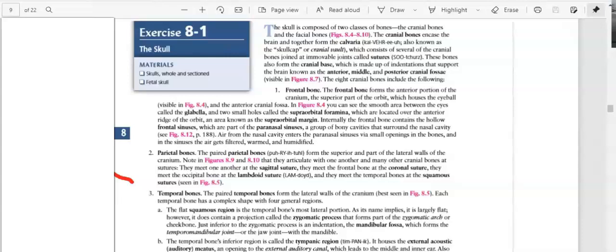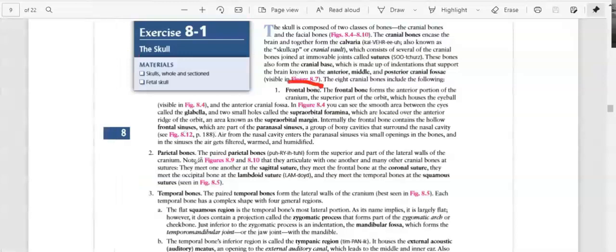Axial skeleton. We're going to start with the skull. So in our skull, we're going to have multiple different bones. They're going to be frontal bone, parietal bone, temporal bone. Right, so let's take a look at that.